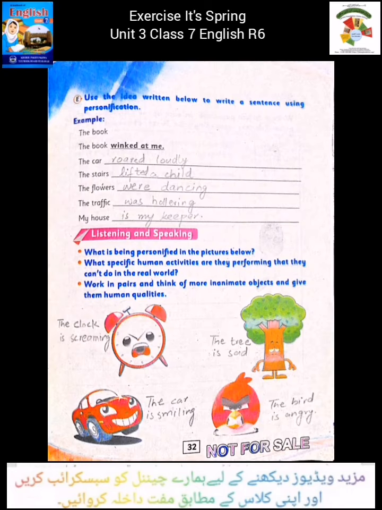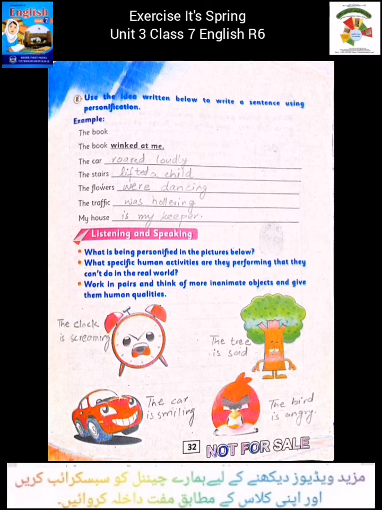Use the idea written below to write a sentence using personification. So here we have to complete a sentence using a personification word. The first example is the book. So here the personification is, the book winked at me. Winked means to blink the eye. So the book blinked at me or winked at me. The next is, the car roared loudly. Roared means to produce a heavy sound. So we are giving a personification word, like the car is horning or producing a heavy sound.